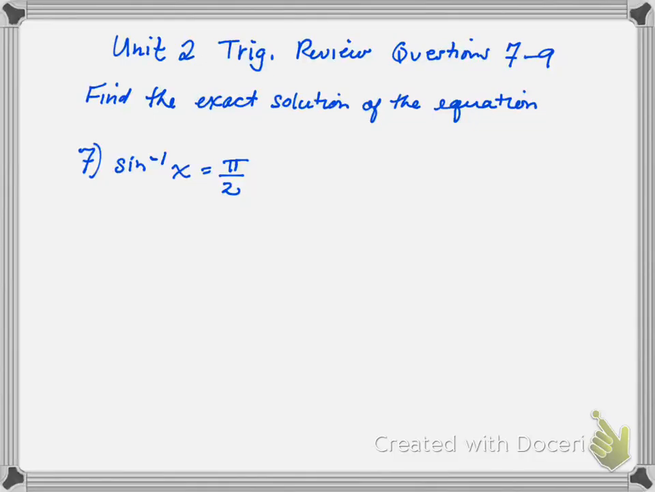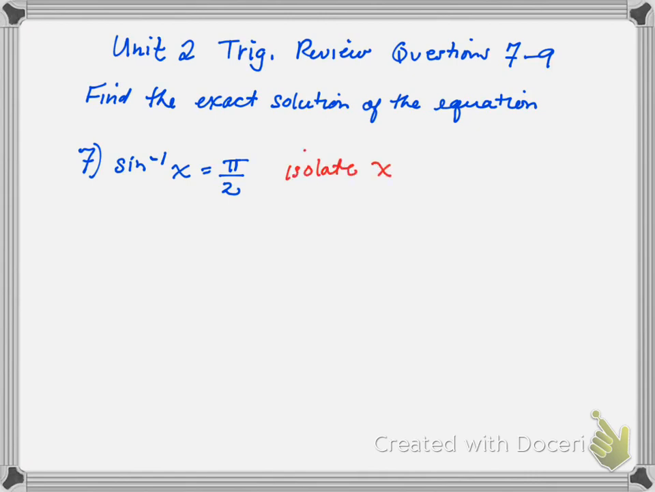Okay, this is Unit 2, Trig Review, questions 7 through 9, and we were asked to find the exact solution of the equation. So number 7 reads, the inverse sine of x equals pi over 2. Our goal is to isolate x.